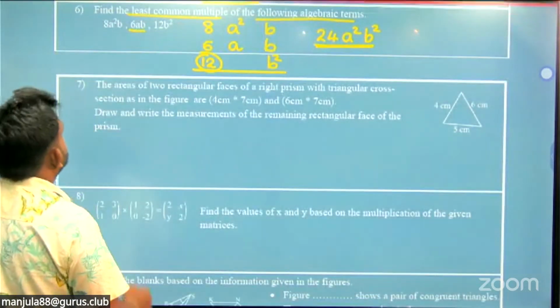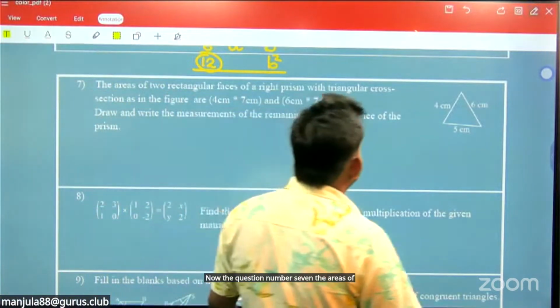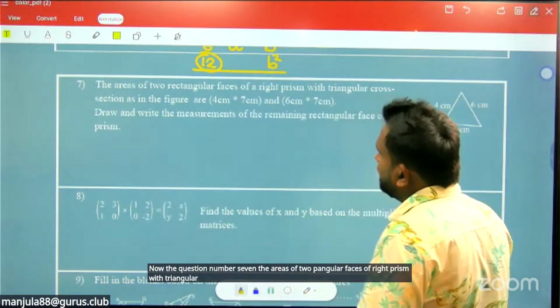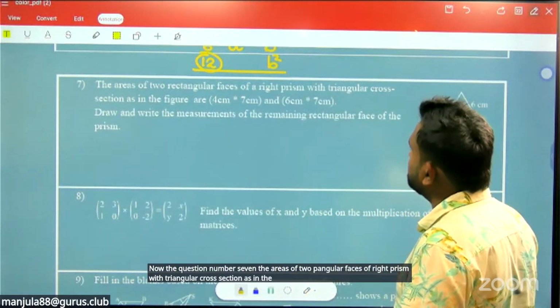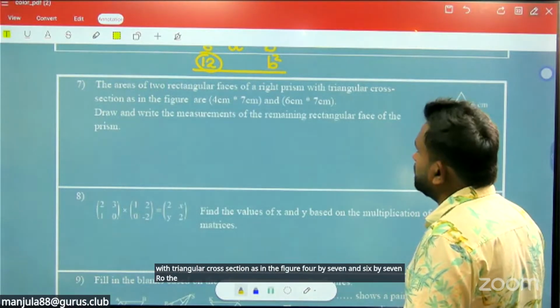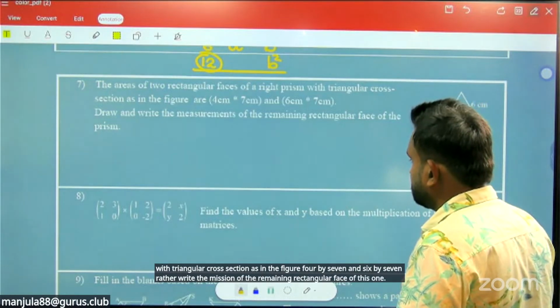Now the question number 7. The areas of two triangular faces of a right prism with triangular cross section, as in the figure, are 4 by 7 and 6 by 7. Find the measurement of the remaining rectangular face of this one.